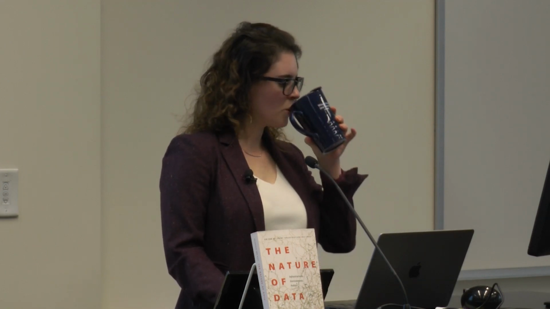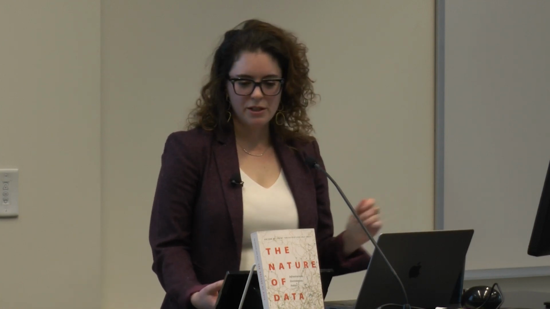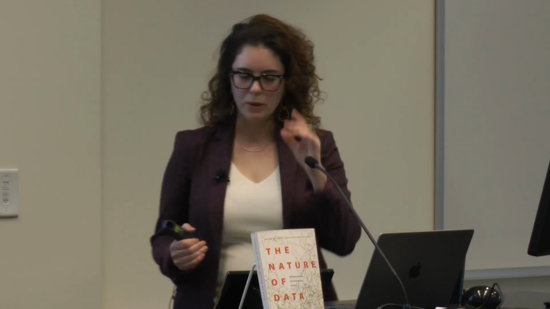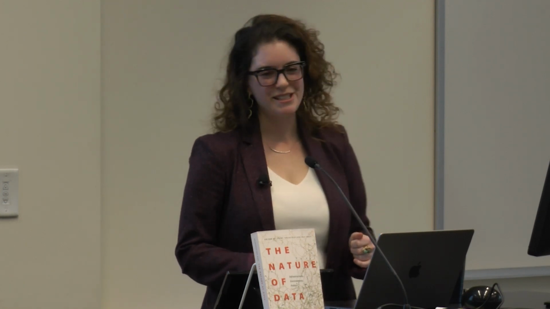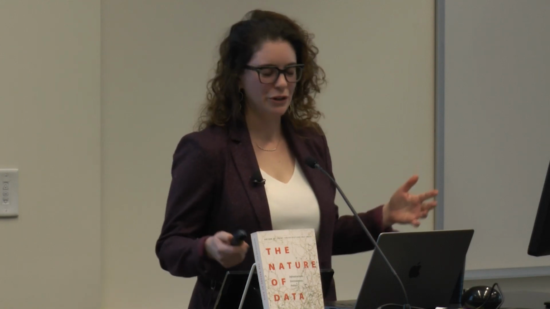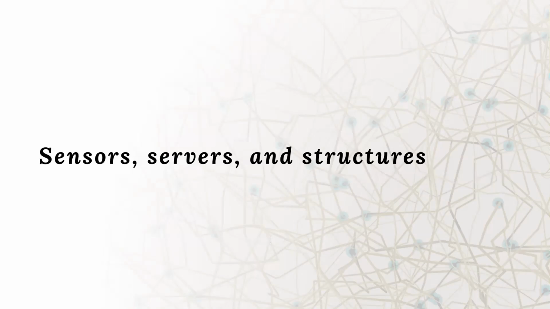Okay. So there are three core sections to the book, four to five chapters in each. Again, I wish I could go into detail about all of them, but they all deserve their own 45-minute talk, so I'm not going to do that today. So the first section: sensors, servers, and structures. This section takes a political ecology approach to digitally mediated environmental change by looking really closely at the materiality of data flows and the infrastructures I've been referring to.